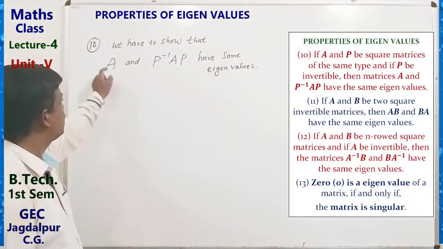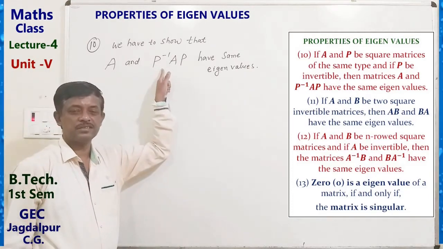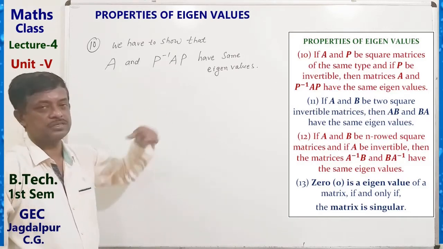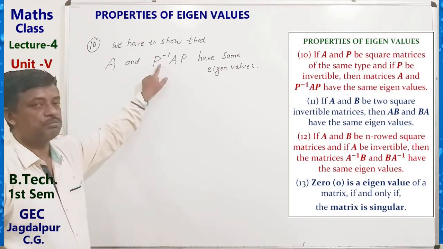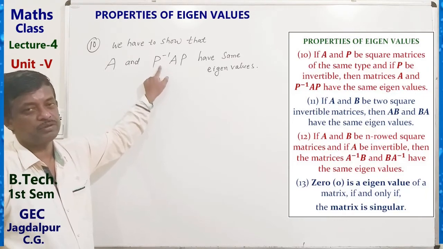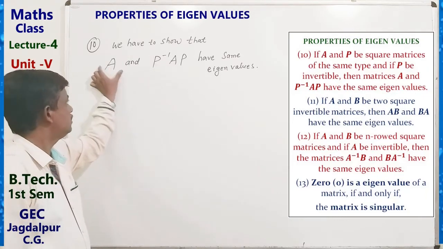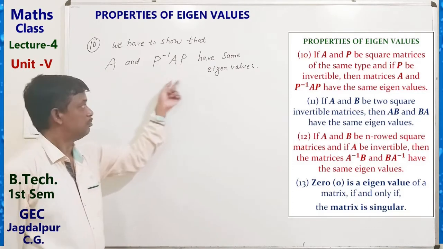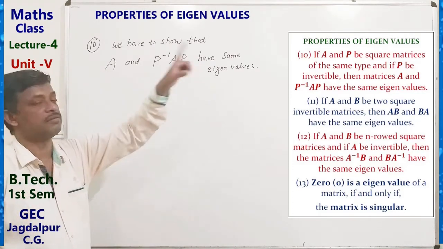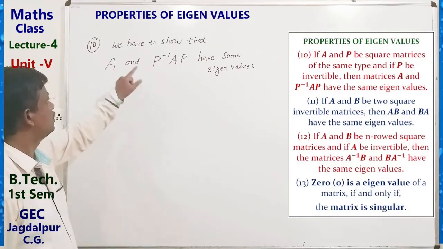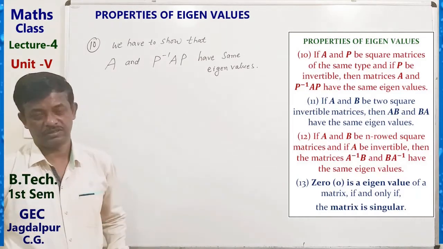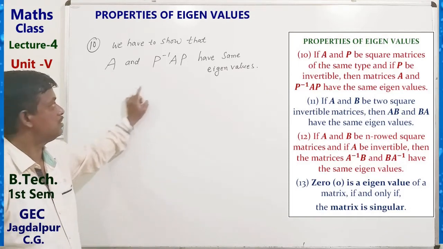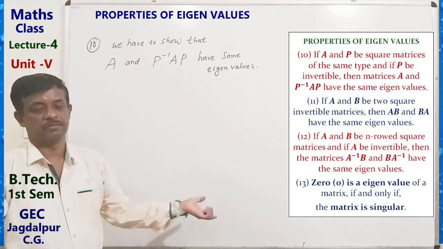A is a square matrix, P is a square matrix, same type. That's why multiplication is compatible. Here P is invertible also, so P inverse exists. Now this is A, this is P inverse AP. We can get this multiplication. Both will have same eigenvalues. We have to show that this and this have same eigenvalues. For that, its characteristic polynomial and its characteristic polynomial should be same.